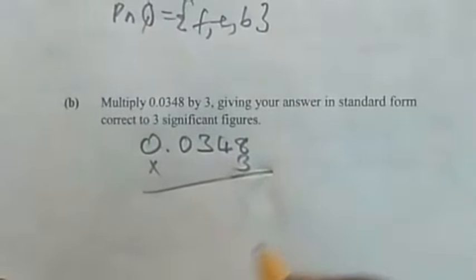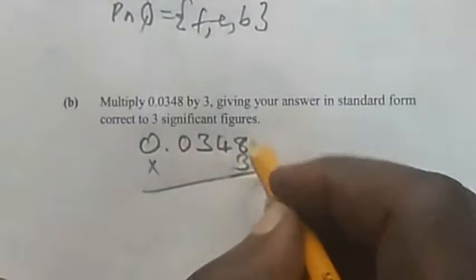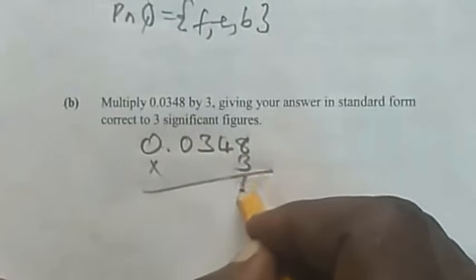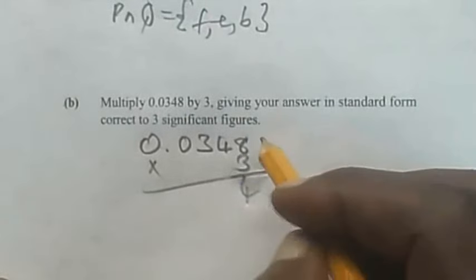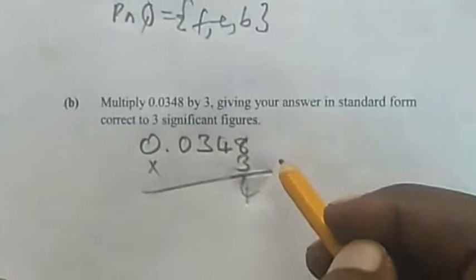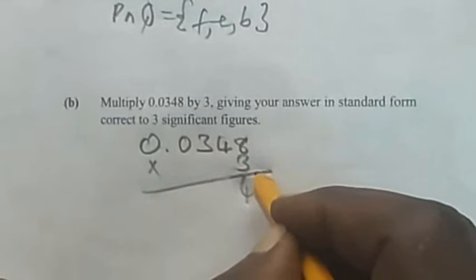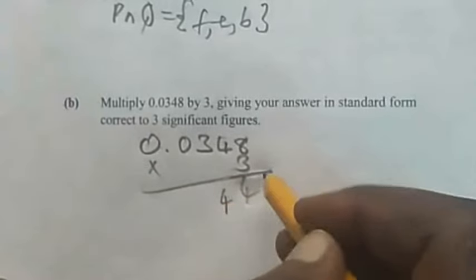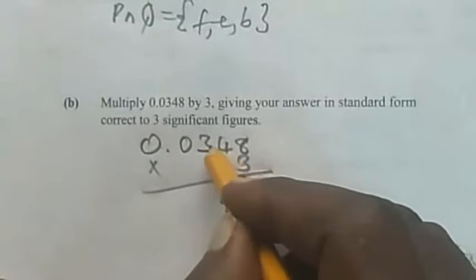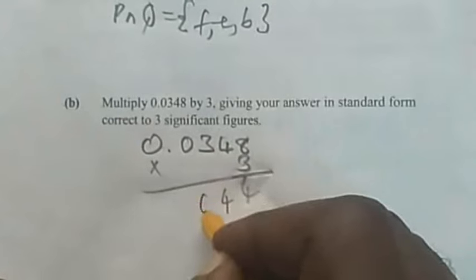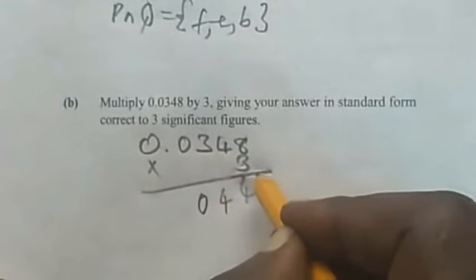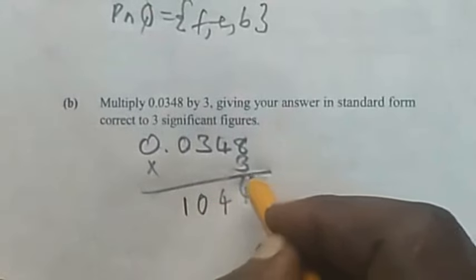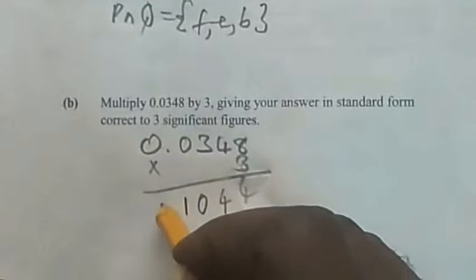Okay, 3 by 8 will give us 24, so I'm going to write 4 there. Then 3 by 4 will give us 12, plus 2, it's going to be 14. So we write 4 carry 1. Then 3 by 3 will give 9, 9 plus 1 is 10, so I'm going to write 0. Then 3 by 0 will give us 0 plus 1, it will be 1. Then 3 by 0 will be 0.